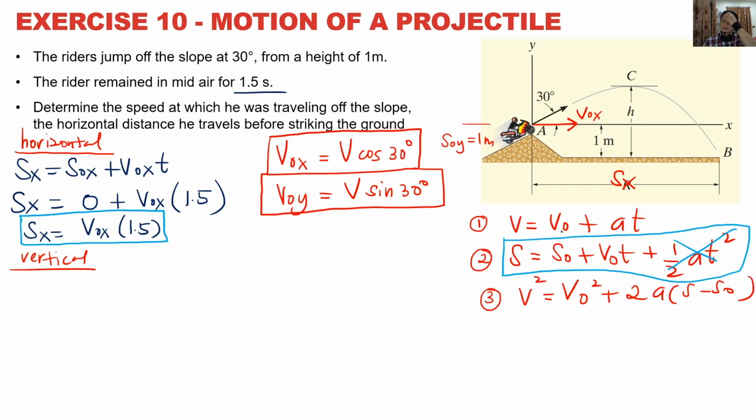For the vertical component, everything can be used. First one, second one, third one also can be used. So which one should you be doing? I'm not sure. Probably not the first one. The second one, do you know any information on V? You don't know, right? You have no idea. Definitely it's going to be the second one also, I think. So Sy equals S naught Y plus V naught Y t plus half A T squared.